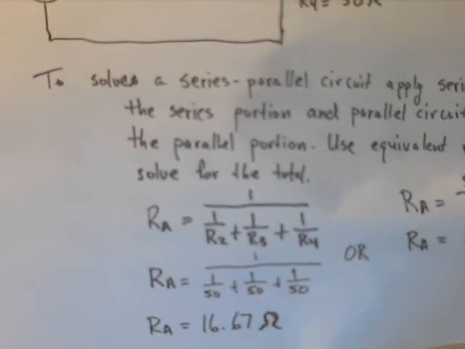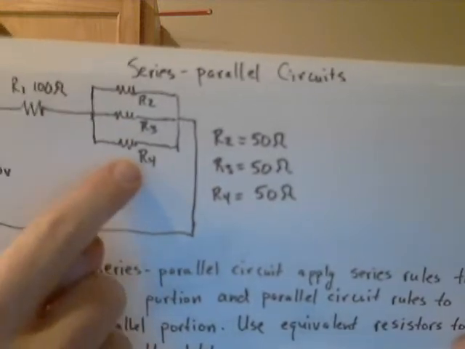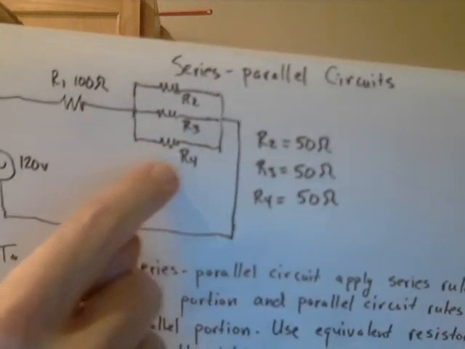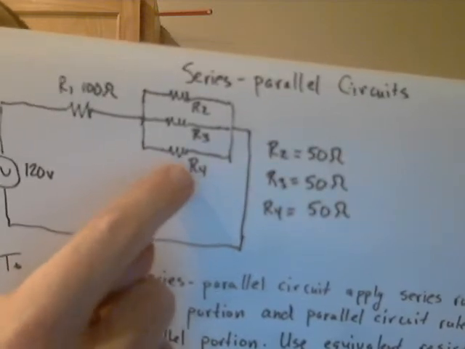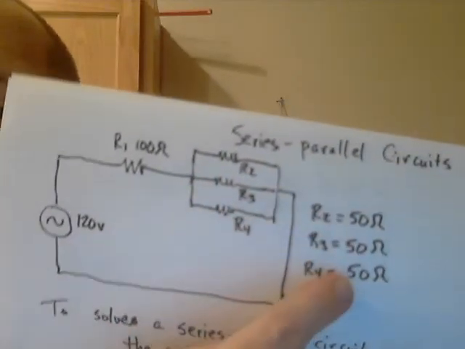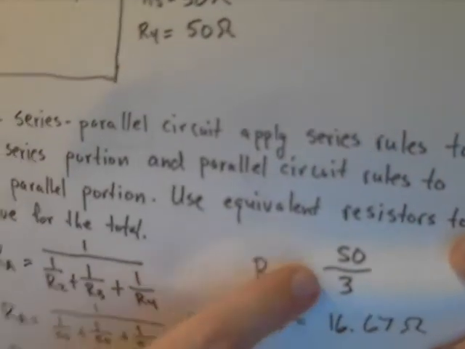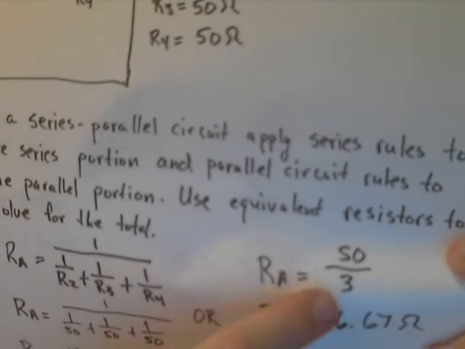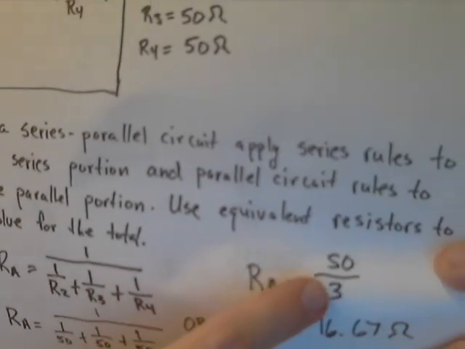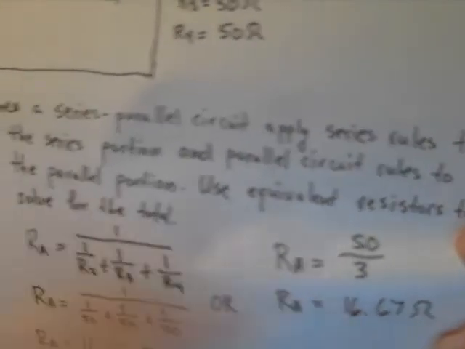Another way that I could find this, and this will only apply if all of the resistors in each branch are equal. This would not work if, let's say, R4 was, I don't know, 240, then I couldn't do it this way. But since all of these resistances offered by the 3 light bulbs are the same, they're each 50 ohms, another more simple way that I can solve for the total resistance here is just to take the value of a single resistor, 50, and then divide it by the number of 50 ohm resistors, the 3 branches, and I wind up with the same number, RA equals 16.67 ohms.